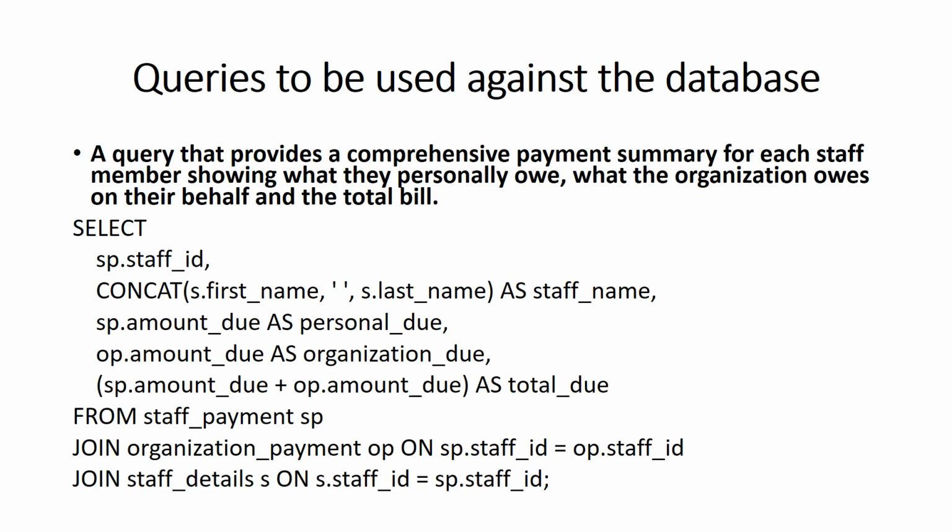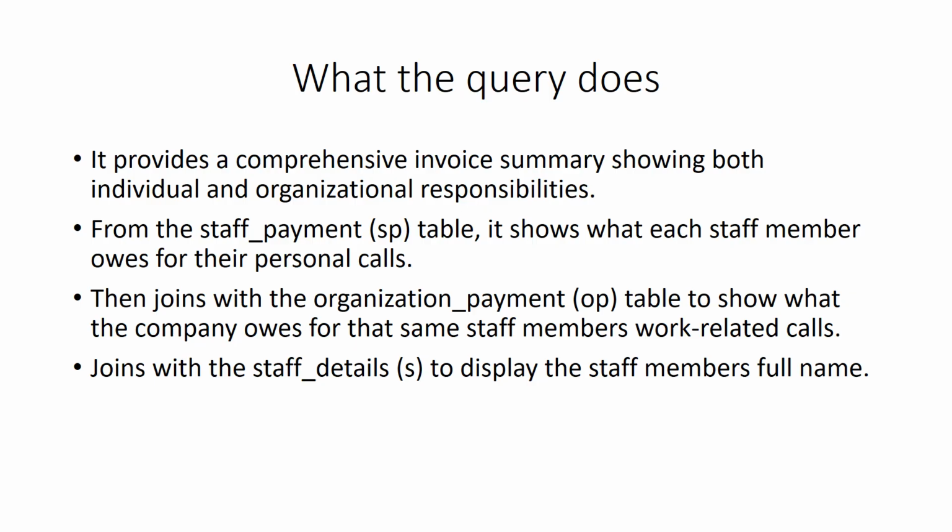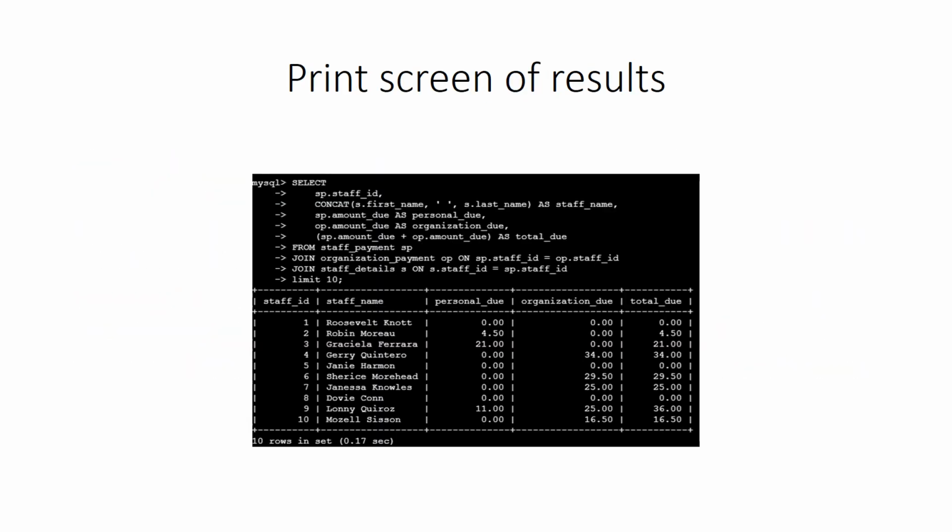And then the second query provides a comprehensive payment summary for each staff member, showing what they personally owe, what the organization owes on their behalf, and the total bill. And this is a summary of what the query does, and this is a print screen of the results I get after running the query in my database. And what the query does is that it provides a comprehensive invoice summary showing both individual and organizational responsibilities. From the staff payment table, it shows what each staff member owes for their personal calls, then joins with the organization payment table to show what the company owes for the same staff members' work-related calls, and joins with the staff details to display the staff member's full name.